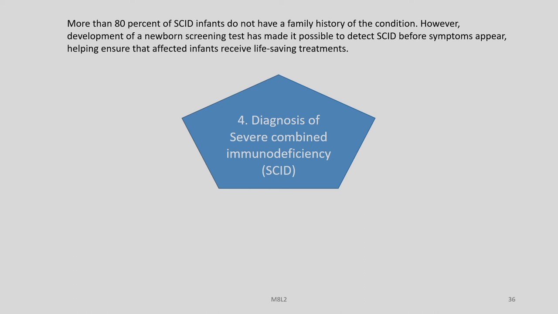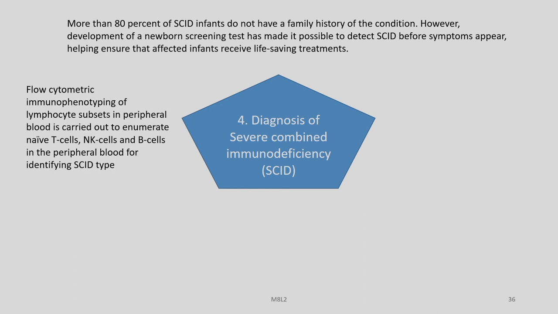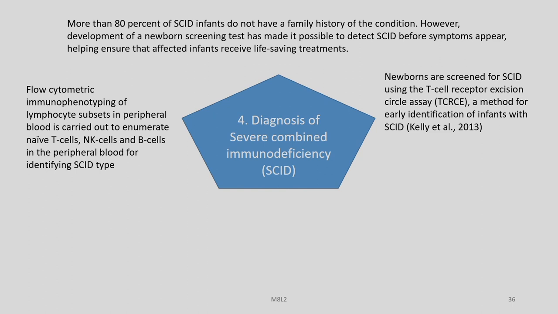Some of the existing diagnostic procedures for detecting SCID are flow cytometric immunophenotyping of lymphocyte subsets in peripheral blood, which is carried out to enumerate naive T cells, NK cells and B cells in the peripheral blood for identifying the SCID type. On the other hand, newborns are screened for SCID using the T cell receptor excision circle assay, or TREC, which is a method for early identification of infants having SCID.